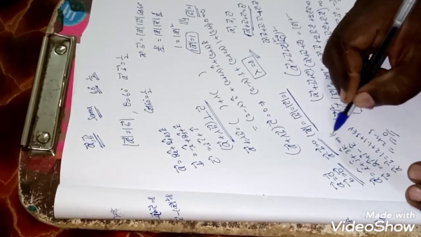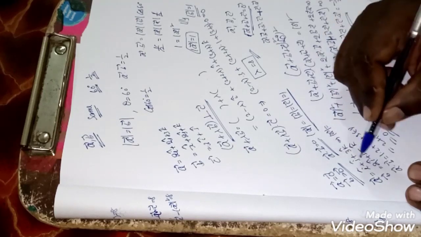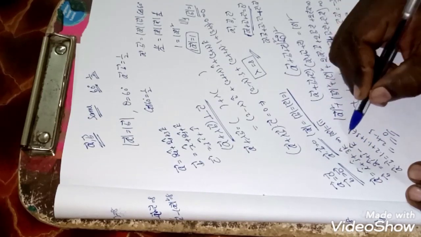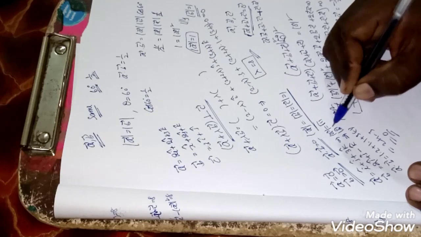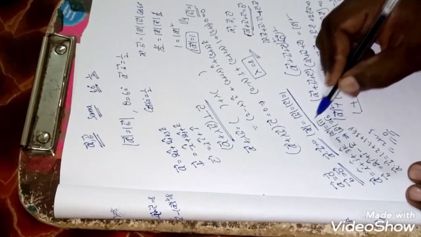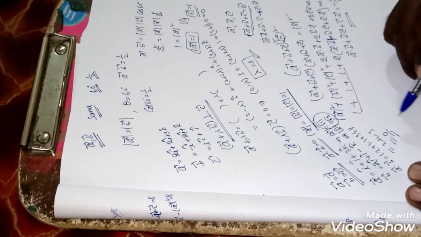But what you are going to get here: modulus of A bar is root of 1 plus 9, root of 11, and modulus of B bar is root of 4 plus 1 plus 1, root of 6. Both are non-zero vectors, but what you got, A bar dot B bar is equal to 0. Therefore the converse need not be true.